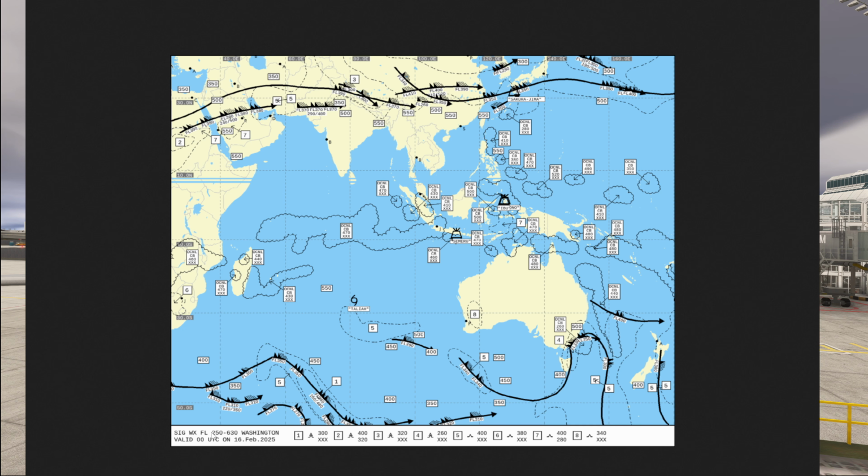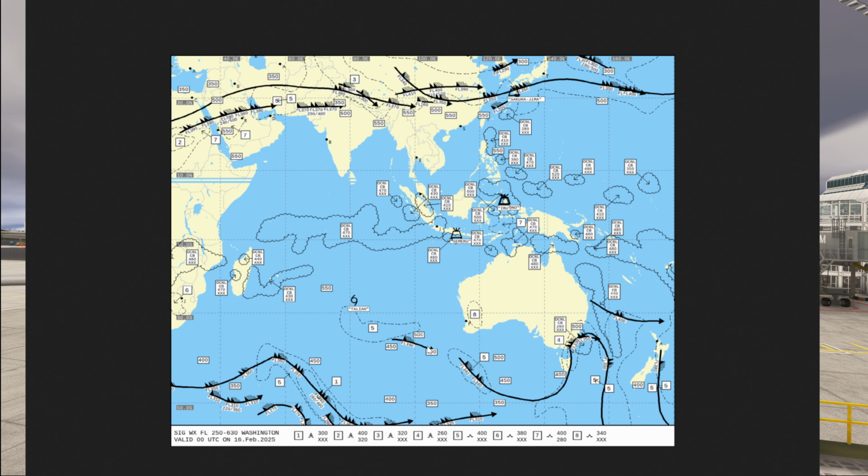Now, you will not find light turbulence marked on a significant weather chart because, well, it's not really important. Light turbulence happens, you don't care about that, but moderate and severe turbulence definitely are important. Then you've got symbols like this one over here, and this is a jet stream.